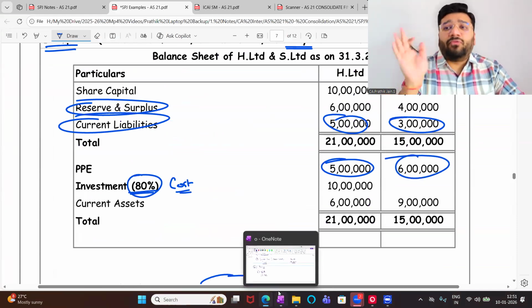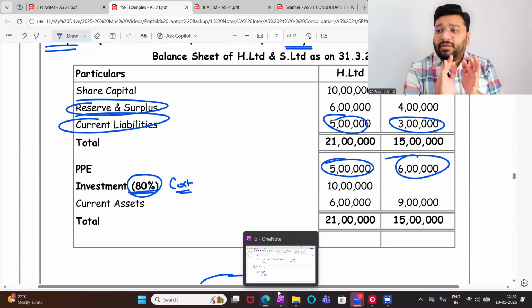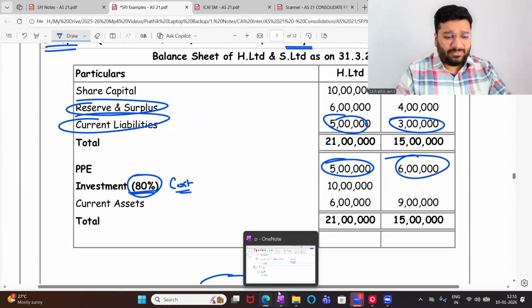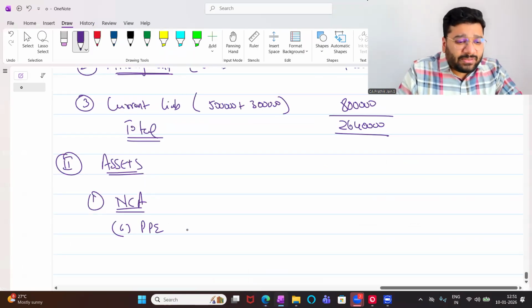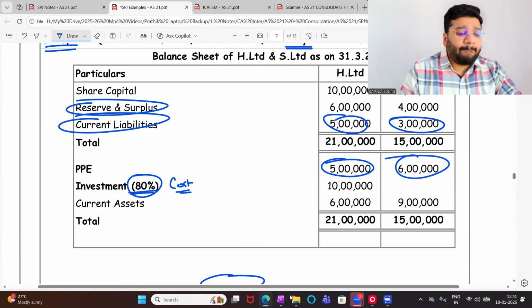Note I will have to put, but I'm not focusing on the note. My focus is to make you understand the consolidated balance sheet. The proper format, yes, for everything you have to do notes. Everything I'll explain. Patience. 5 lakh plus 6 lakhs, 11 lakhs.